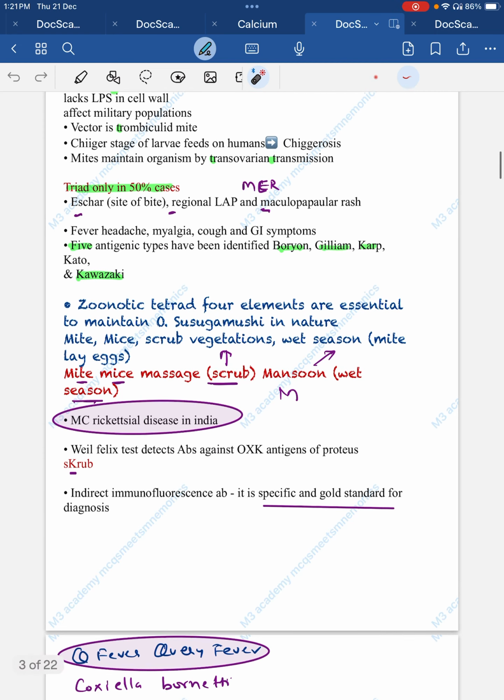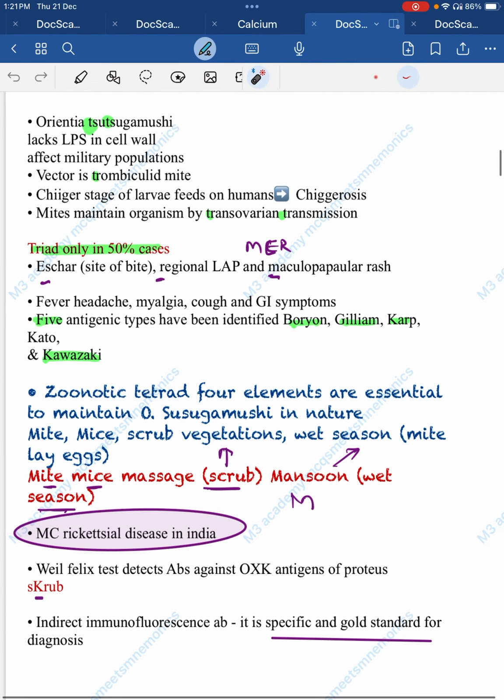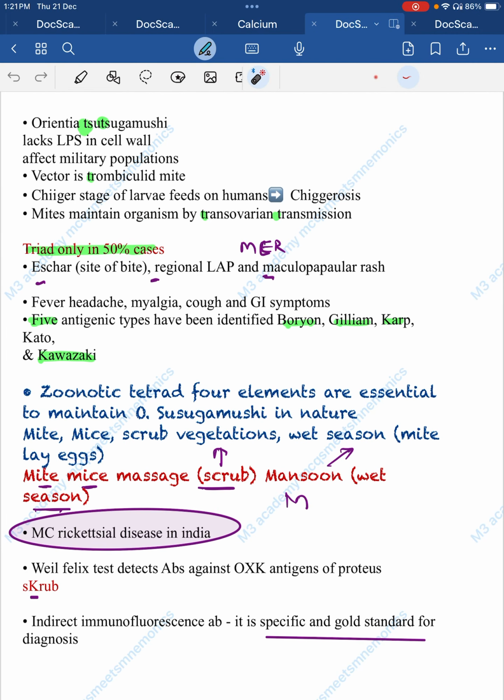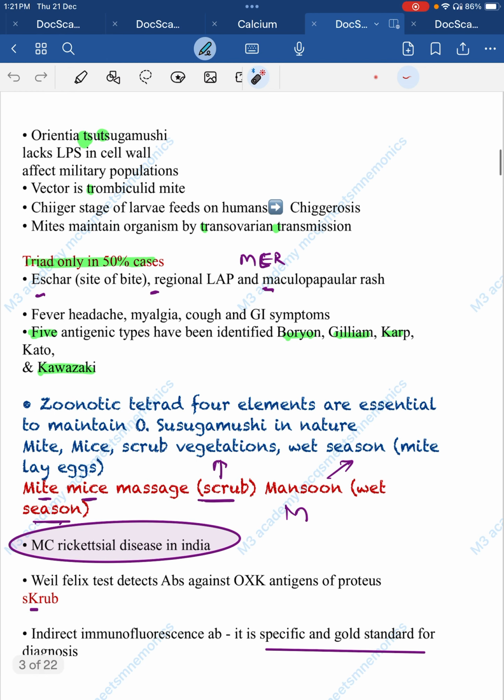Now, the most important disease among the rickettsiae is scrub typhus. Each and every question you can see, because the most common country for scrub typhus is India. Is that clear? So questions are asked most of the time. Scrub typhus is spread by Orientia tsutsugamushi, caused by tsutsugamushi.